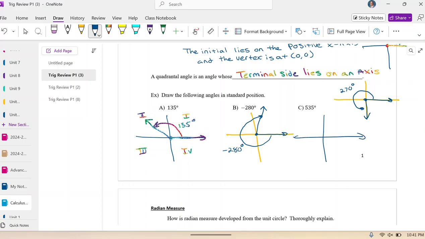535 degrees. Remember, you start here and you go 360, 360. Plus 90 is 450. Plus 90 is 540. So basically it's going to go almost there, but not quite. So it's going to end up in the third quadrant. That is 540 degrees.